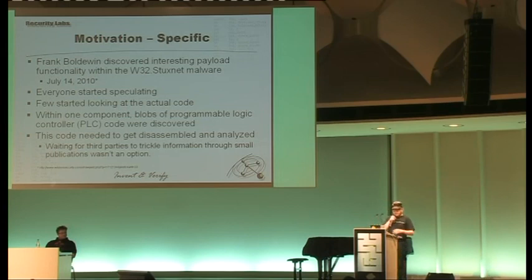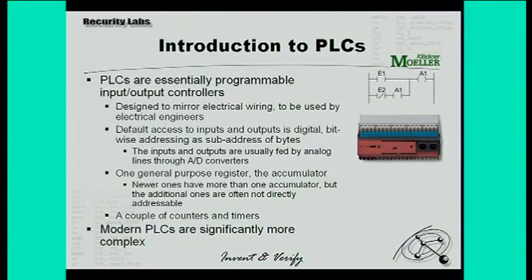And so in the Stuxnet code, there were a couple of blobs that were apparently PLC code, and those needed to be analyzed, and the information that you could get off the internet wasn't really reliable and wasn't coming at the speed that was required to figure out what Stuxnet actually does. So, intro, now we need to look at PLCs, right?